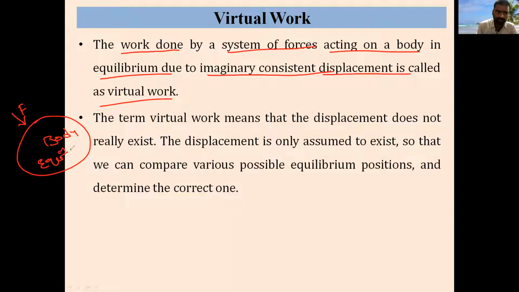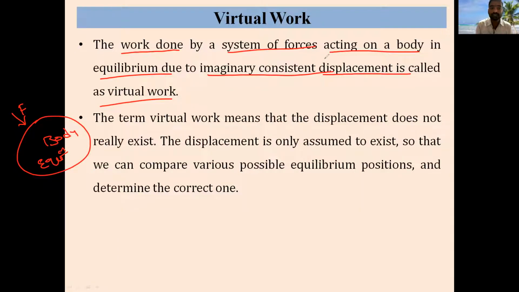Equilibrium means, is it in motion? No, sir. Is the displacement visible? No, sir. It means the force is acting, but the displacement is not visible. However large the force is, the displacement is very, very small. It means it cannot be seen with the naked eye.